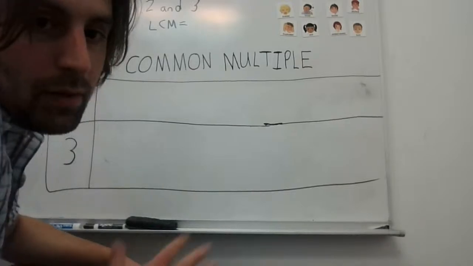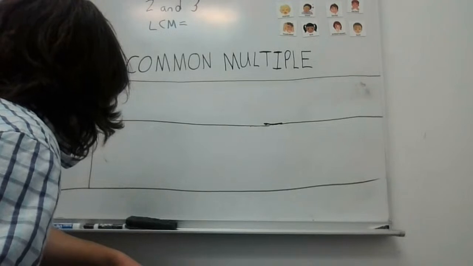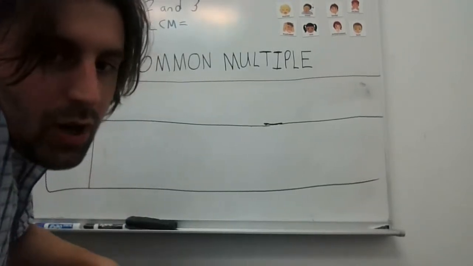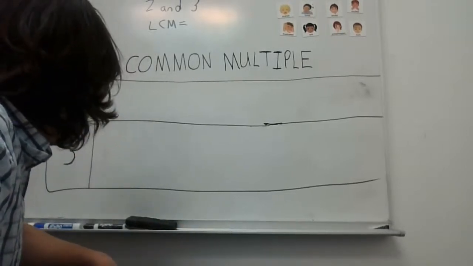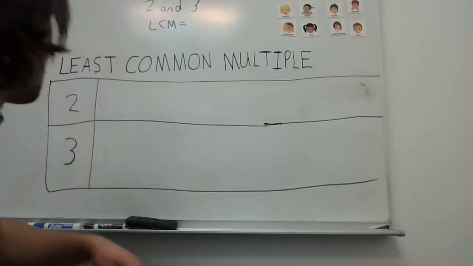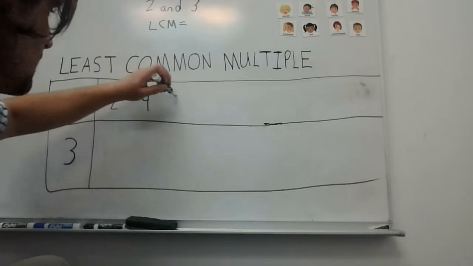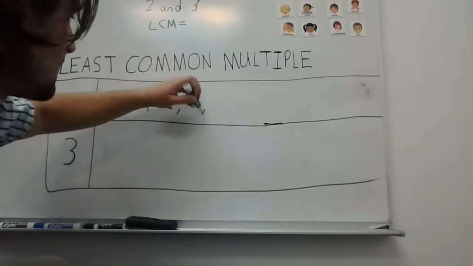So again, I'm going to write down the first 5 multiples of 2. If you're unsure of what the multiples are, it's very simple. All you have to do is skip count by whatever the number is. So to find the multiples of 2, I'm simply going to skip count by 2. 2, 4, 6, 8, 10.